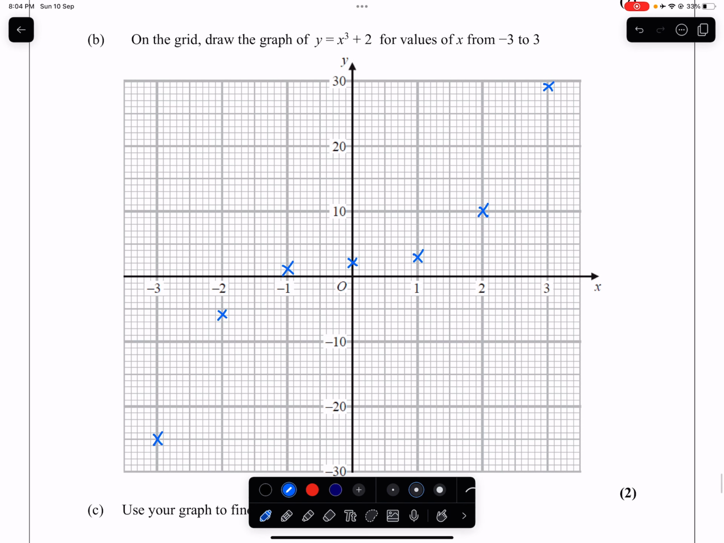Sketching this graph, I would do this in pencil first, just to make sure that our curve goes smoothly through these points. So something like what I'm doing here. You want to be careful that when you're drawing this graph that you actually go through the crosses.